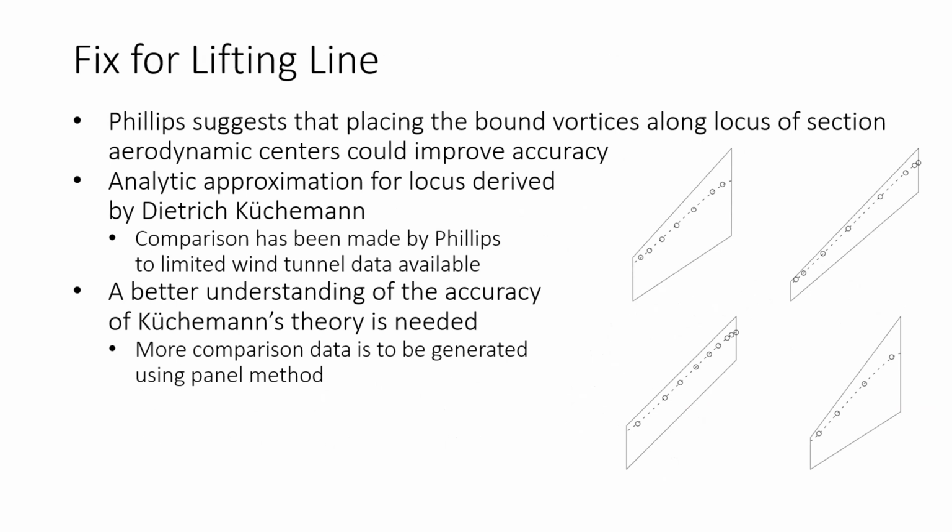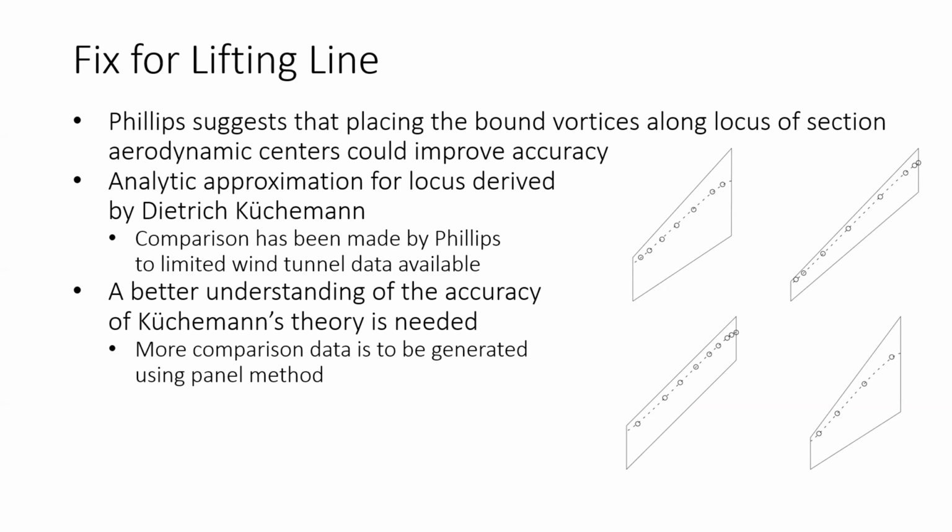I was part of an effort to make this work for swept wings, and one possible solution that Warren Phillips suggested was placing the bound vorticity along the locus of section aerodynamic centers. The aerodynamic center is the point along an airfoil where the pitching moment does not change with angle of attack. And he theorized that placing the vorticity along the span-wise line that would connect all these points would improve numerical lifting line for swept wings.